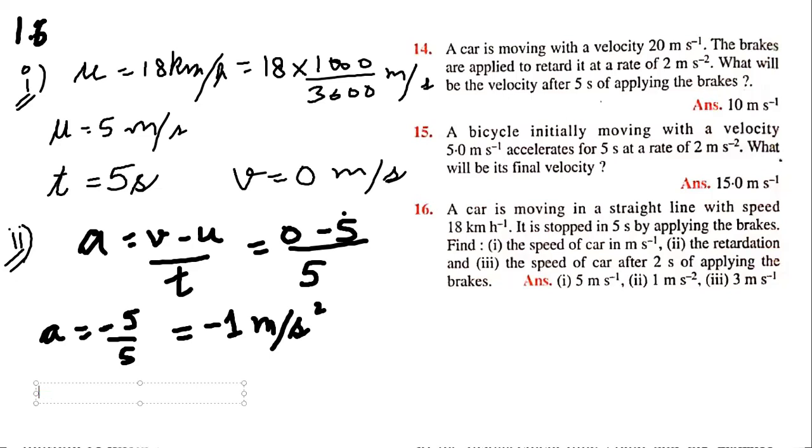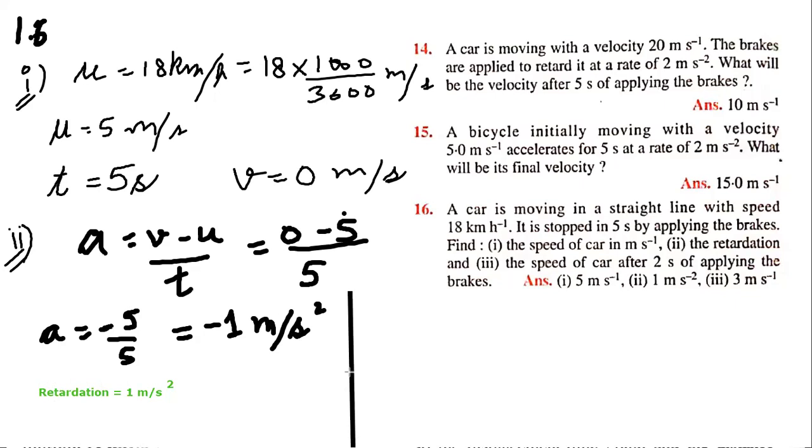We have to find the retardation. So what will be the retardation, children? Retardation is negative acceleration, and here we will just remove the sign of minus. I'll write it as 1 meter per second square. So this is our retardation. Now comes the important concept here.